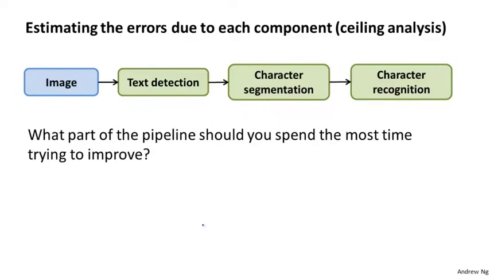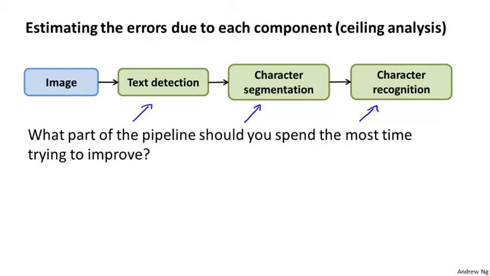In order to explain the idea of ceiling analysis, I'm going to keep using the example of our photo OCR pipeline. As I mentioned earlier, each of these machine learning components could be the work of even a small team of engineers, or maybe the whole system could be built by just one person. But the question is, where should you allocate scarce resources? That is, which of these components, or which one or two, or maybe all three, is most worth your time to try to improve the performance of? So here's the idea of ceiling analysis.